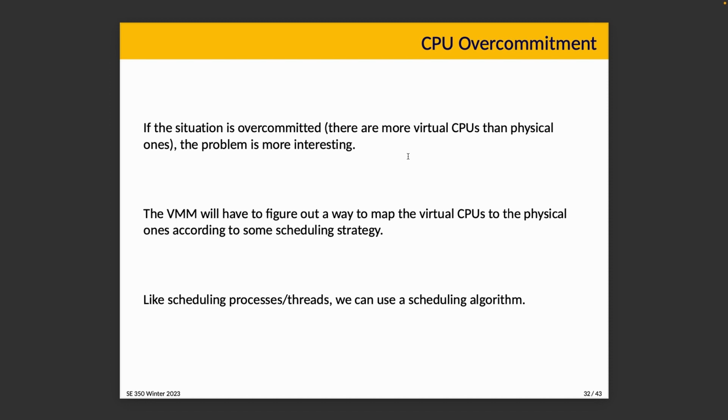So more likely, you want and will have this overcommitment situation. More virtual CPUs than physical ones. So you could have 16 virtual CPUs, but only 4 physical ones, let's say. The virtual machine manager has to figure out a way to map those virtual CPUs to the physical ones based on whatever scheduling strategy is going to work. And it's just the same concept as scheduling processes and threads as we've discussed before.